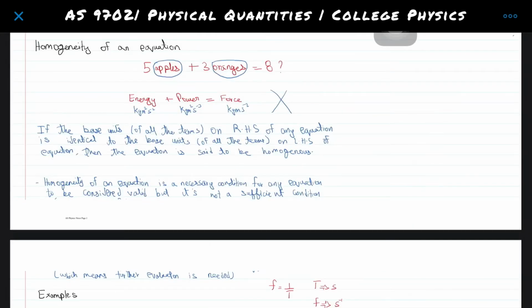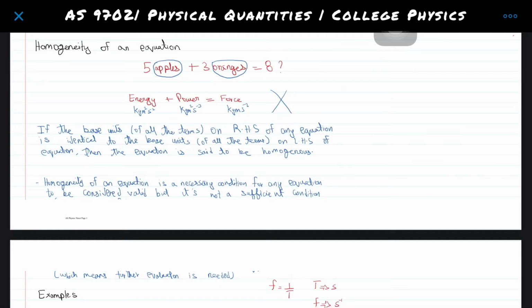Now here we'll be moving on to the homogeneity of an equation. So basically, if the base units of all the terms on the right hand side of any equation are identical to the base units of all the terms on the left hand side of the equation, only then the equation is said to be homogeneous. Homogeneity of an equation is the necessary condition for any equation to be considered valid, but it is not a sufficient condition, which means that further evaluation is needed.